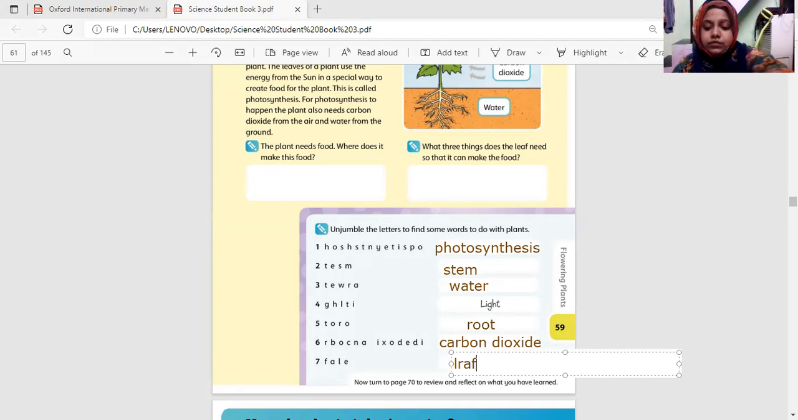These are the different, oh, I'm very sorry. These are the different parts of the plant, and there are even some components like carbon dioxide, light, water that are associated with the plants. Moving on to the next page.